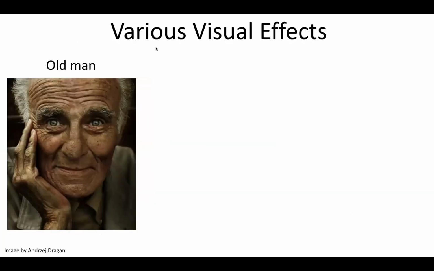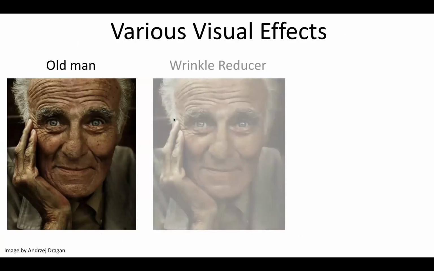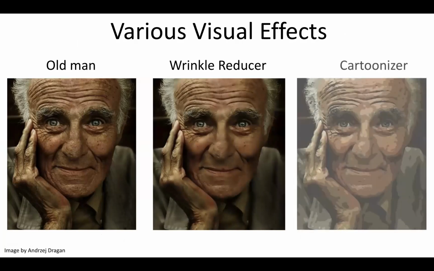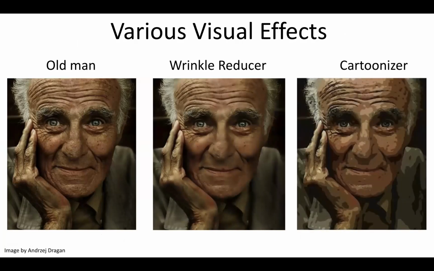There are various other visual effects you can produce. So let's say here's a picture of an old gentleman. What I've done here, there was no noise actually. This was a very clean image, professionally taken by Andre Dragan, who's a terrific photographer. Here, what we did is we just reduced the wrinkles, right? We trained filters that simply reduced the wrinkles. And we also cartoonized. These are all basically the same structure of the filters, just different sets of coefficients will do these crazy things. And all we have at the core of this is a denoiser.